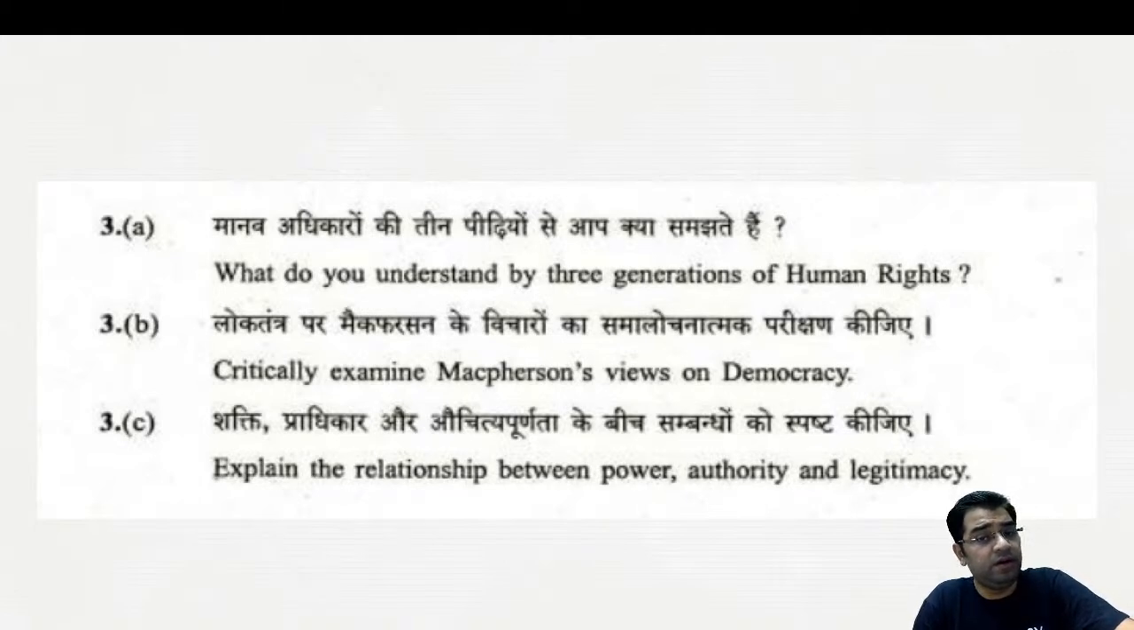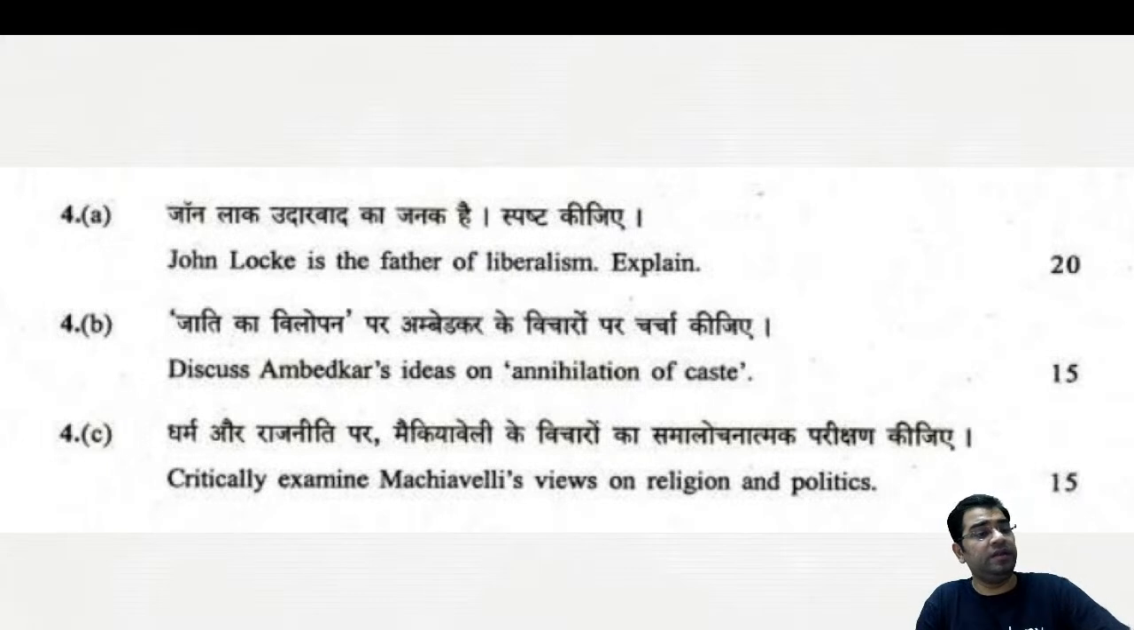Then generations of human rights. Then you have Macpherson's view on democracy. This is a theory part. Relationship between power, authority and legitimacy. Very direct question you have. Then John Locke, again one of the political thinkers. He is the father of liberalism. They have directly asked, explain why John Locke is the father of liberalism. You just need to write about John Locke, liberalism, and how he became the father of liberalism.